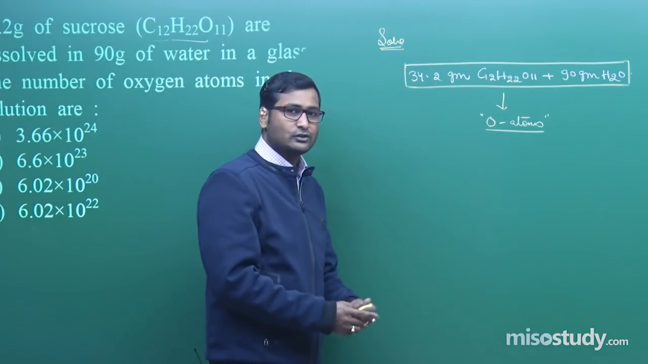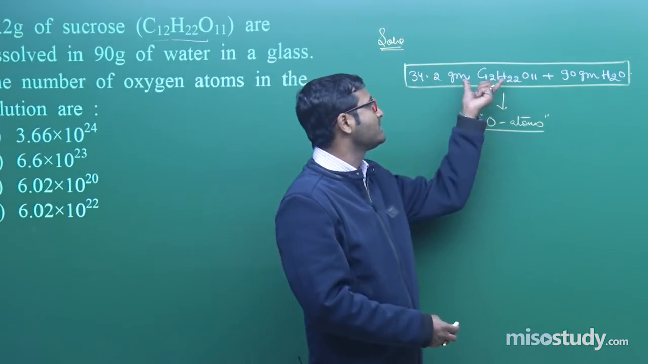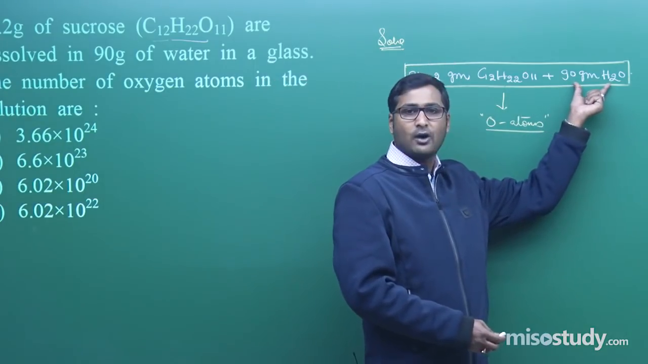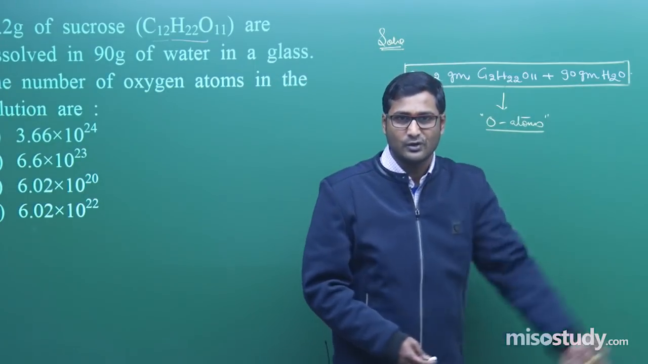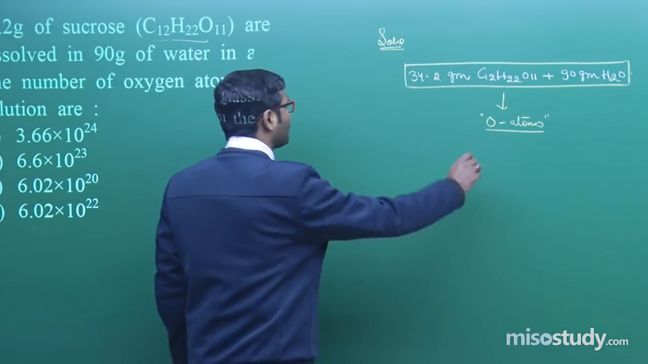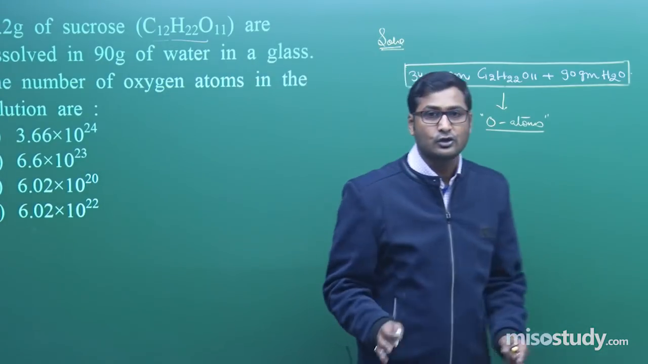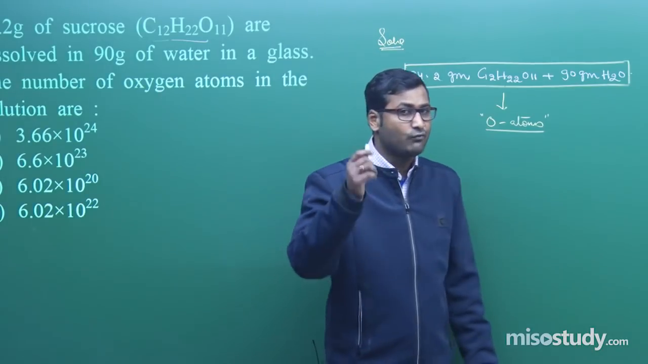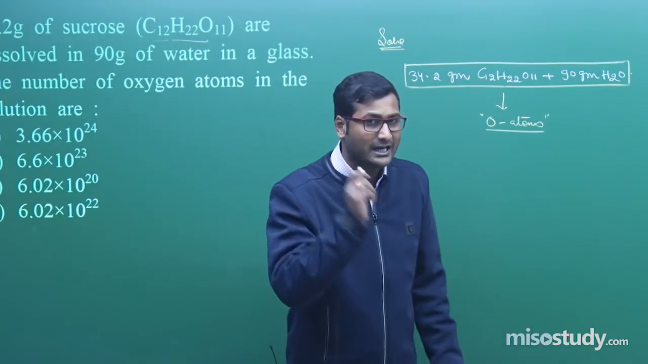Now, how to find it? First of all, we have to find the number of oxygen atoms in 34.2 gram of sucrose. Then we have to find the number of oxygen atoms in 90 gram of H2O. Is it clear to you? So let's start how to solve the question. I am giving you a detailed solution, so it will take time. In a competitive examination, you have only 30 to 40 seconds to solve each and every question, my friend.